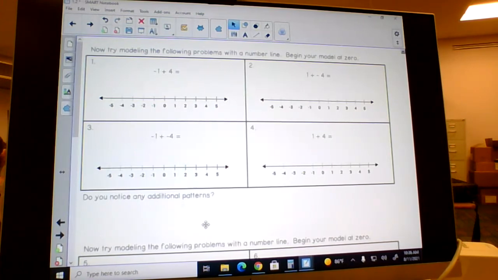Okay, so it says, now try modeling... I cannot talk. Oh my gosh. Now try modeling the following problems with a number line.